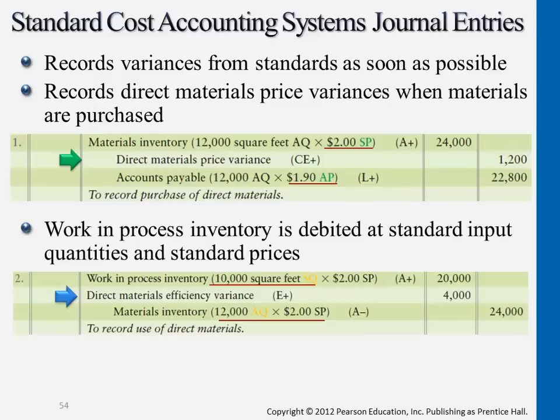So what actually happened is $1.90 for each square foot of materials. So we used 12,000 square feet. So the actual amount we paid is only $22,800. But we budgeted earlier at $2. So we have a difference here, which we call the direct material price variance.